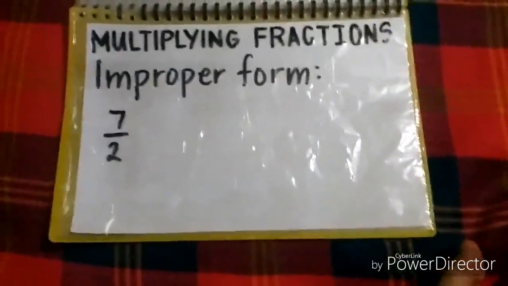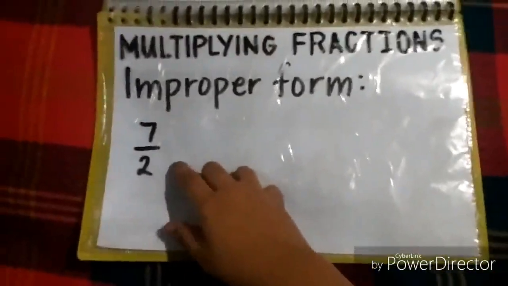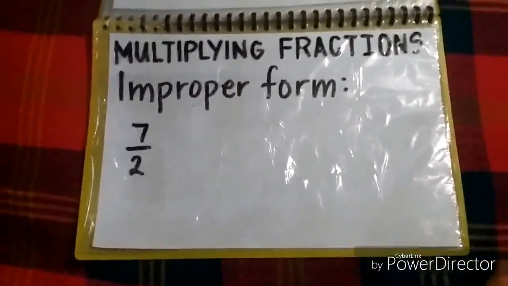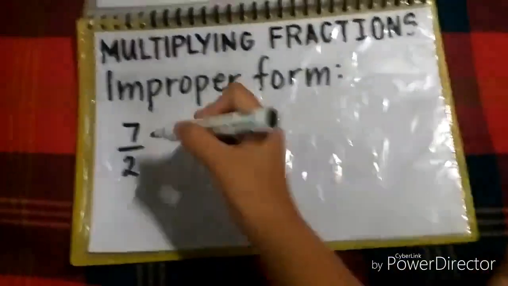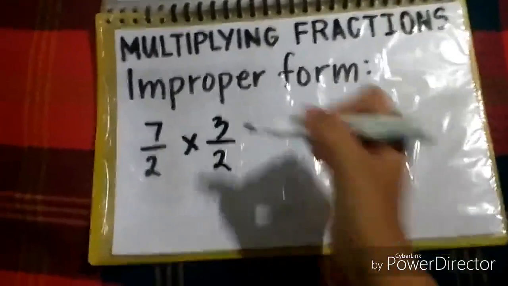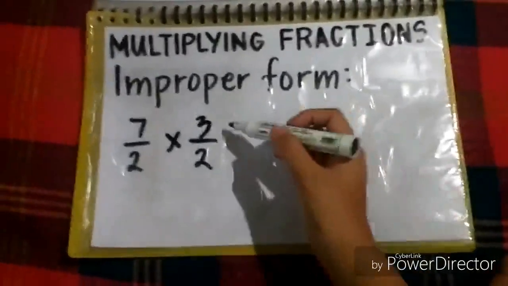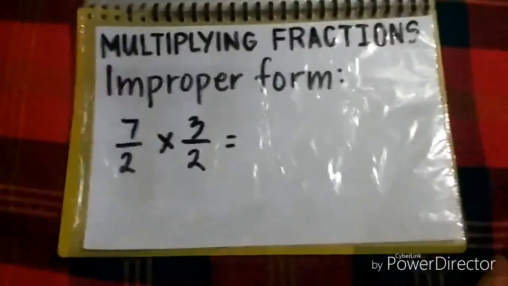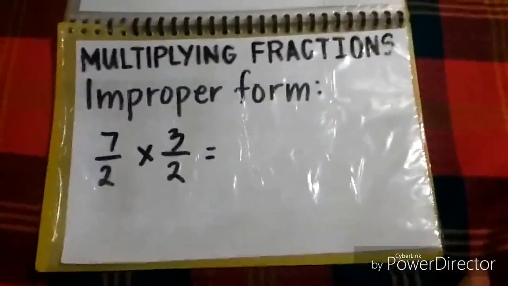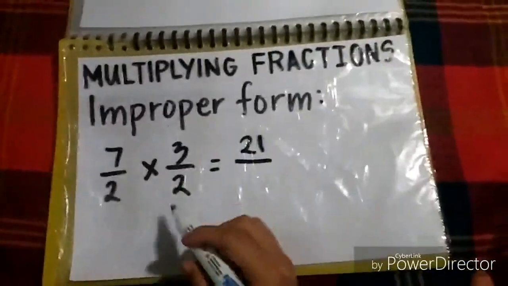Fractions can be in an improper form, which is when the numerator is greater than the denominator. Here's an example of multiplying improper fractions. So let's multiply 7 over 2 with 3 over 2. The process is still the same. Multiply the numerator to the other numerator and the denominator to the denominator of the other fraction. 7 times 3 is 21. 2 times 2 is 4.